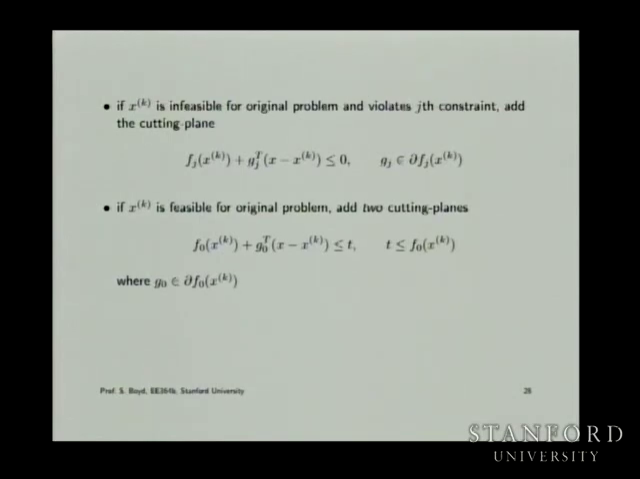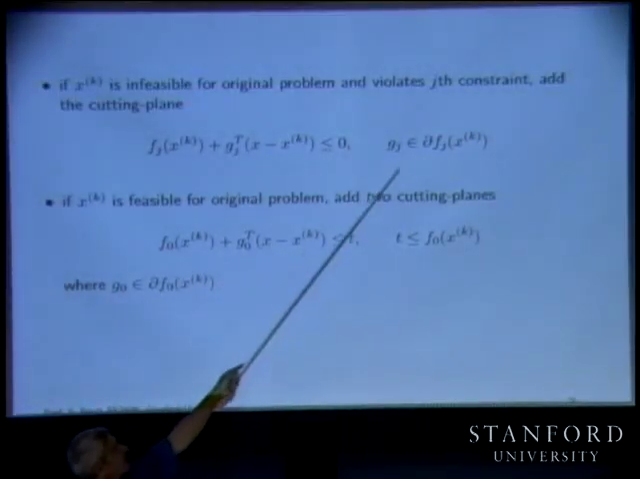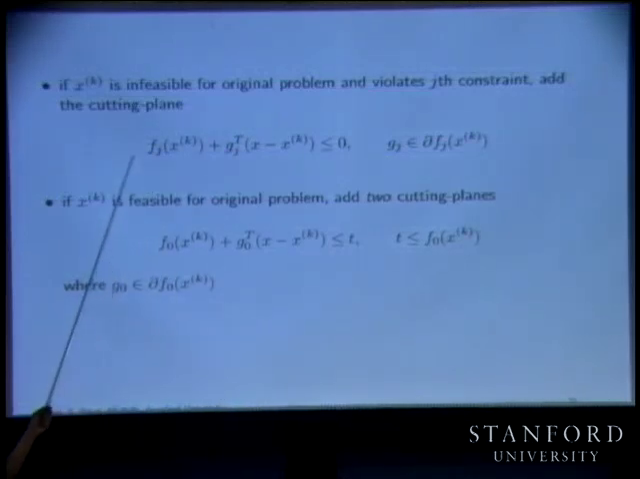Now the way to do that is this. If the current point is infeasible for the original problem and violates the jth constraint, you add a cutting plane that is associated with that violated constraint, and this is a deep cut here. Well, I guess this is positive by definition. This is a deep cut here. This one where you get a subgradient of the violated constraint here, and this is a deep cut. Now you could also just put this with 0 here, and that would be a neutral cut for the same problem. Now, if xk is feasible for the original problem, you can actually add 2 cutting planes.